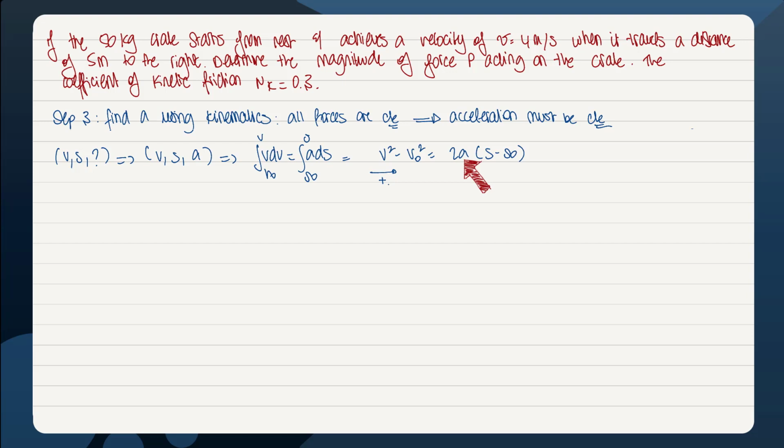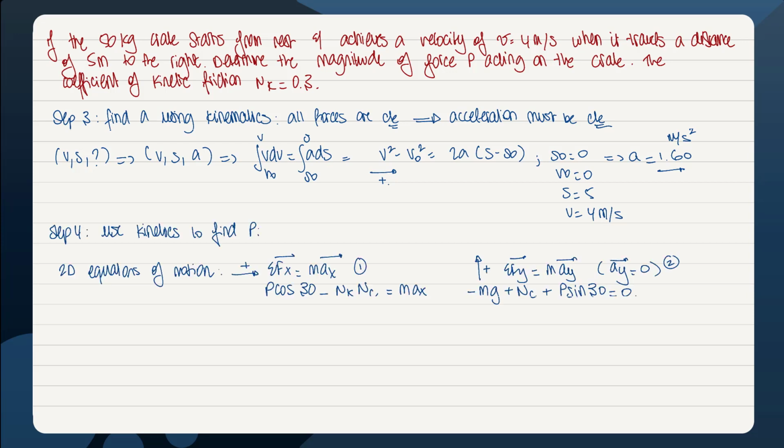s0 is equal to 0, v0 is equal to 0, s is equal to 5, and v final is equal to 4. Now replacing all that into the equation, we'll end up with a value for a equal to 1.60 meters per second squared. Again, we have adopted the positive direction to be towards the right, and so a is positive and towards the right as well. Now that we have the acceleration, we can make use of the kinetics. So we use the kinetics to find P.